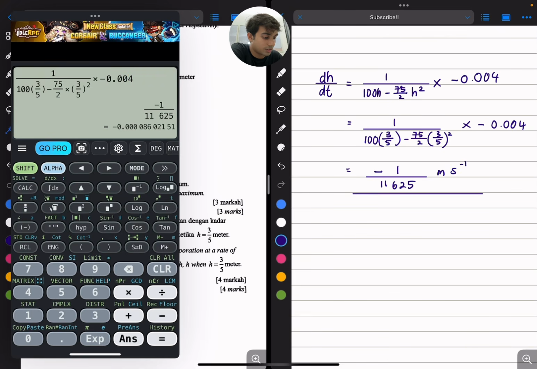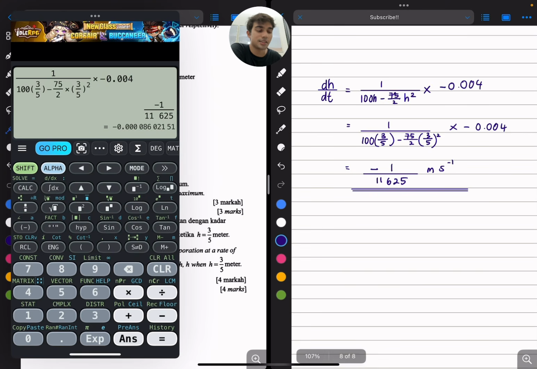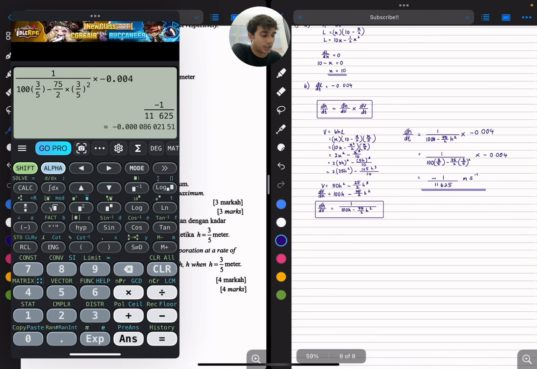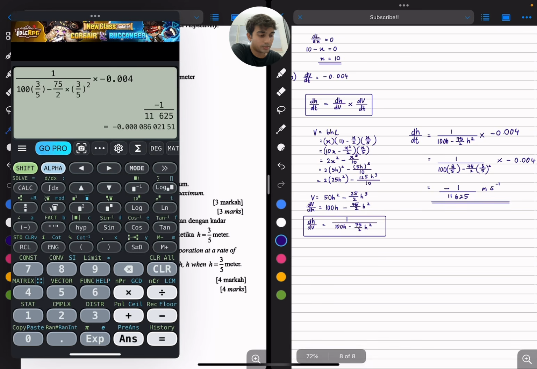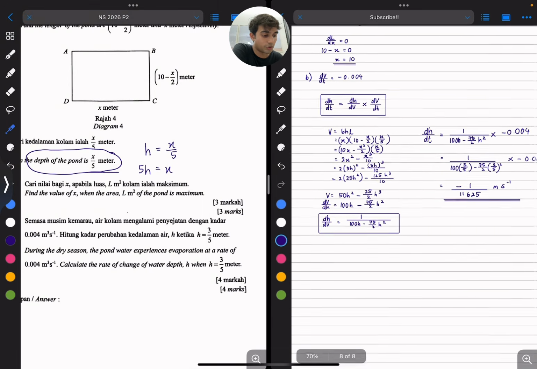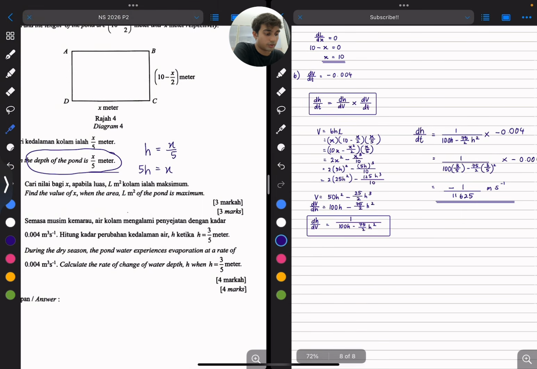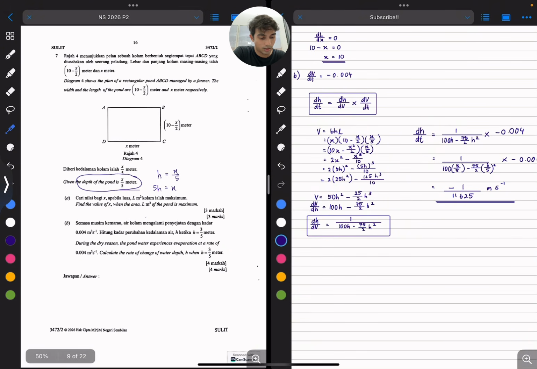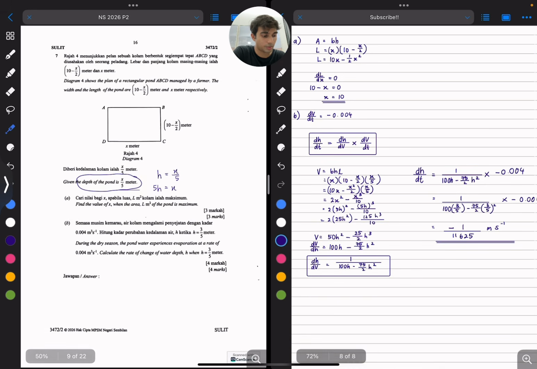Okay, but to be honest, the units you never write, so never mind. They don't care about the units for maths. Physics they do. But I like to write the units lah. It just makes you think, makes you reconfirm what you're doing. So here we are finding the rate of change of depth, so it's meters per second. 7 marks. Not bad.